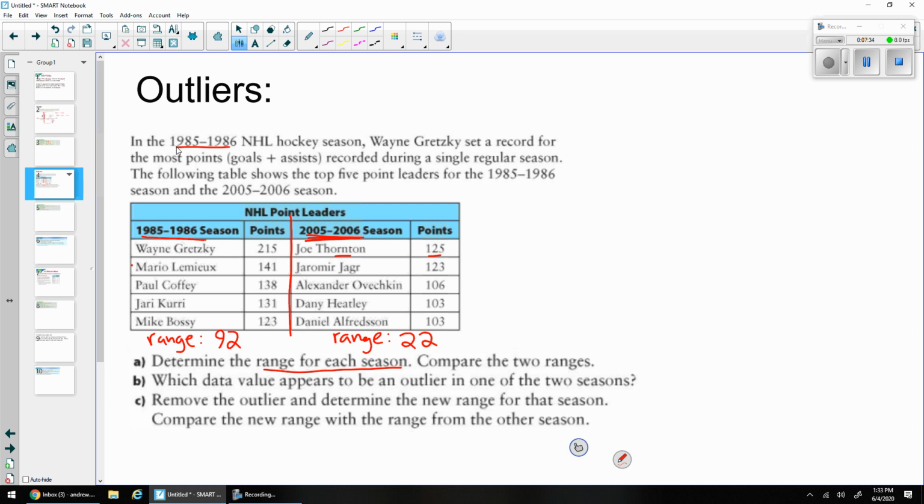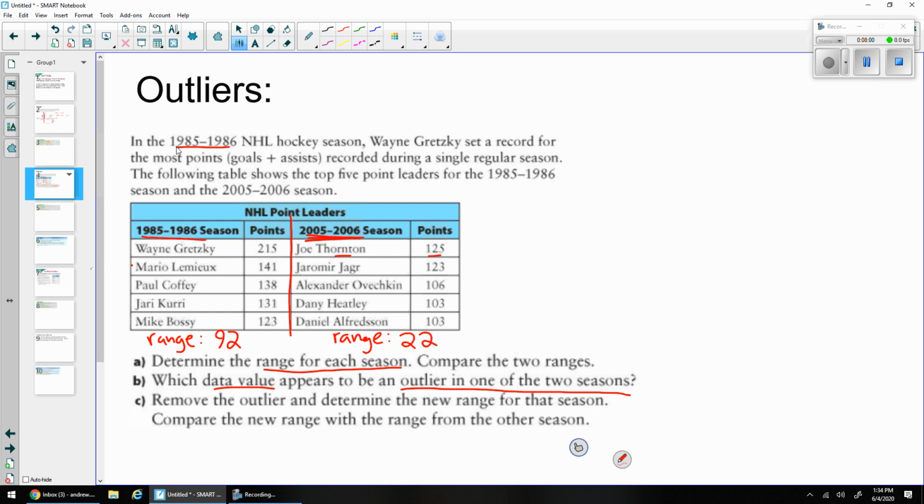Which is pretty significant differences between these ranges. So Wayne Gretzky was 92 points ahead of the guy who was in fifth place in the points race, and Joe Thornton was only 22 points ahead of the guy who was in fifth place. When you look, this would have been 20 years later. Okay, so these are two ranges. One of them is much larger than the other. So which data value appears to be an outlier in one of the two seasons?